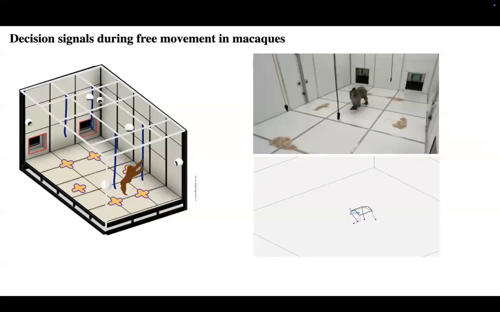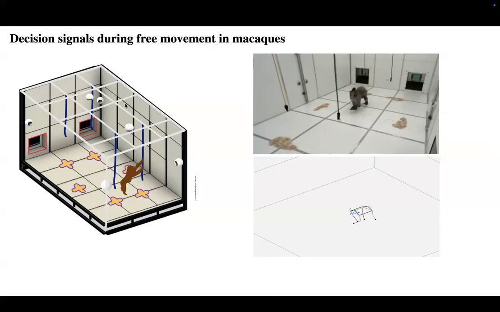Sometimes we have tasks that are repeated and always the same. But if I'm going through the city center, if I'm going for a hike, it's not all repeated same patterns of movements, but more free movements. So what we want to go to next is, how do decision signals look during free movements in macaques? You don't have trials anymore, you have continuous behaviors, and now you have to extract the decision time points.